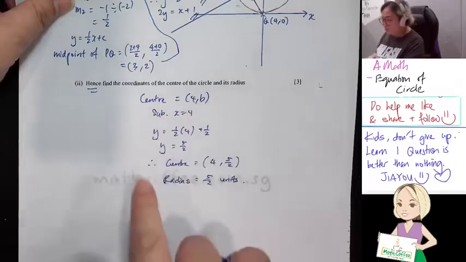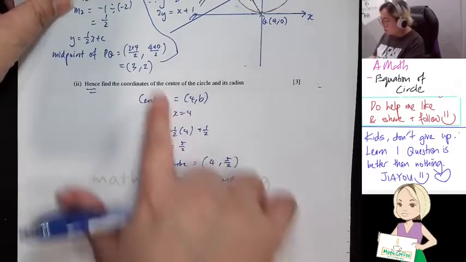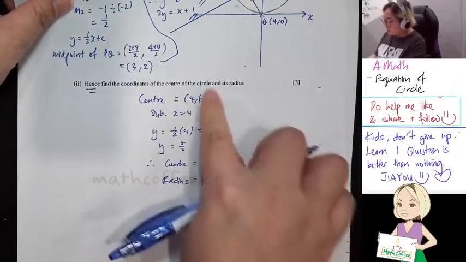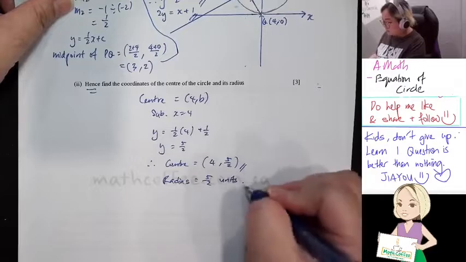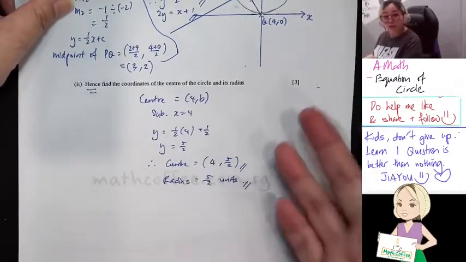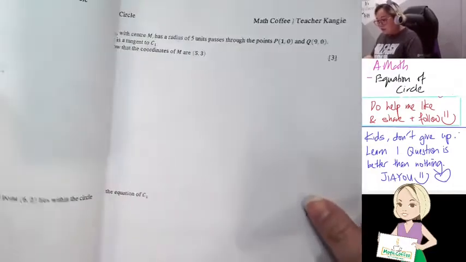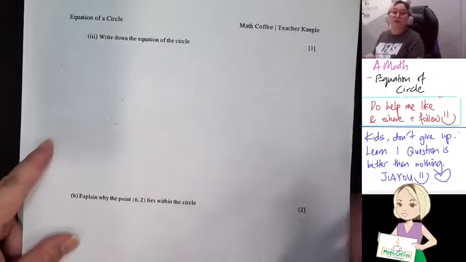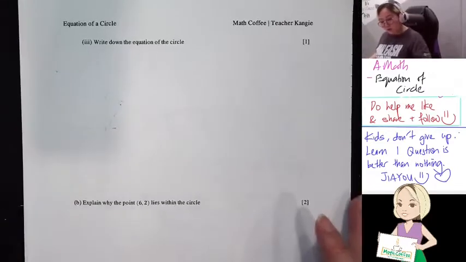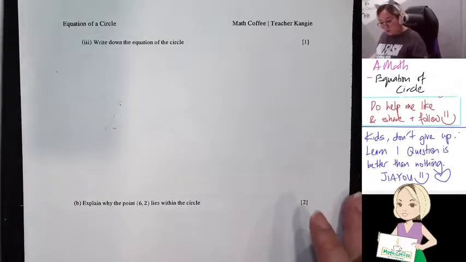They never asked me to form the equation. They only asked me to find the coordinate of the center, which I found, and then the radius, which I found. Okay, so that is for this part 2. Okay, let's move on to the third part. Now they ask me to find the equation of the circle. Okay, then I will do the equation of the circle.